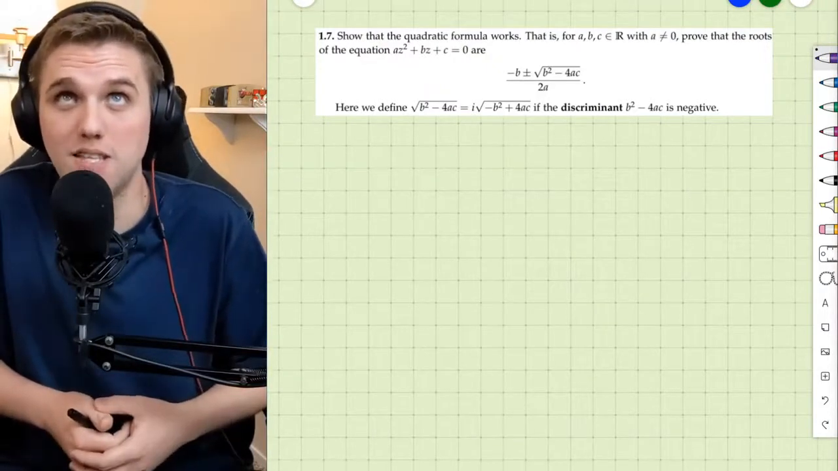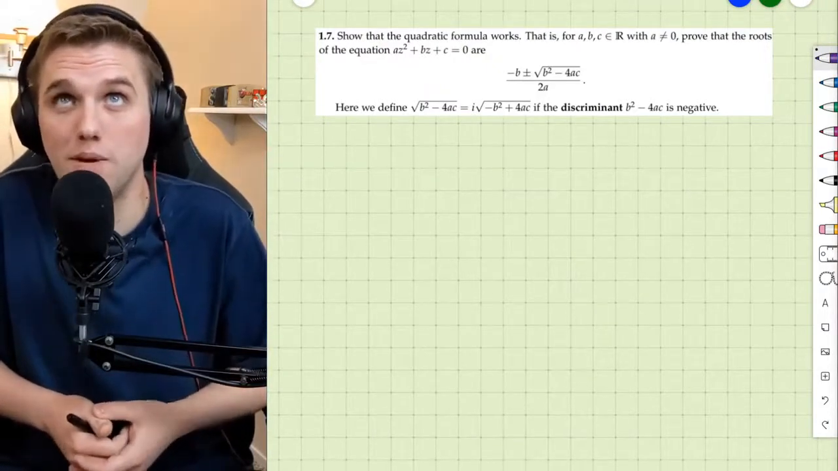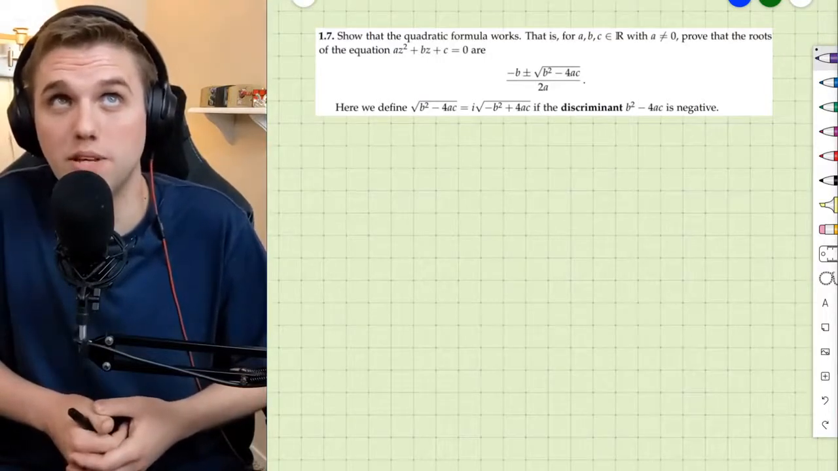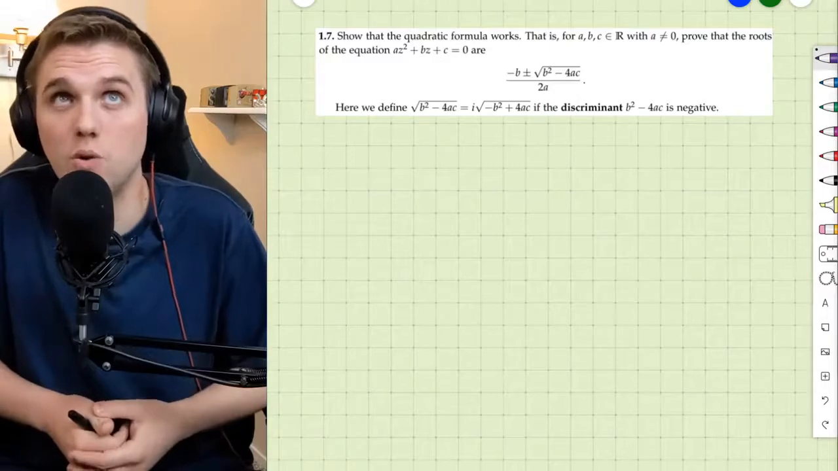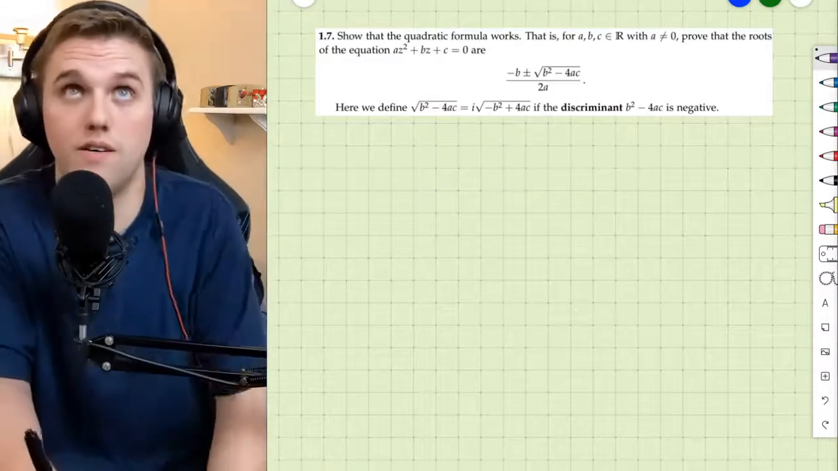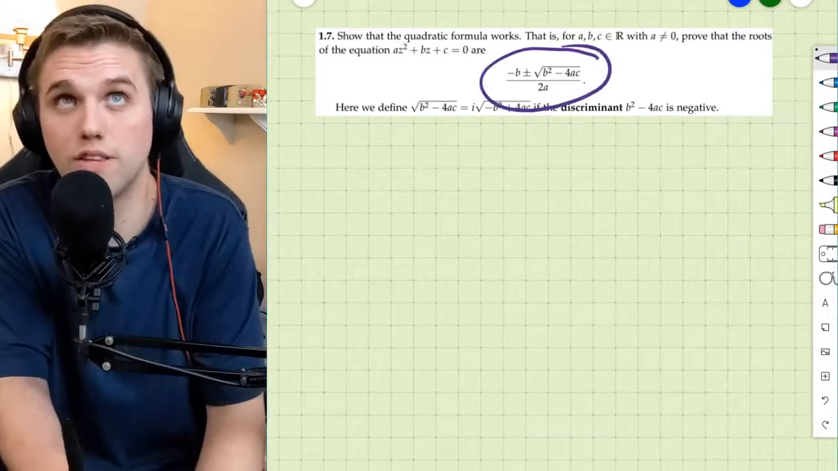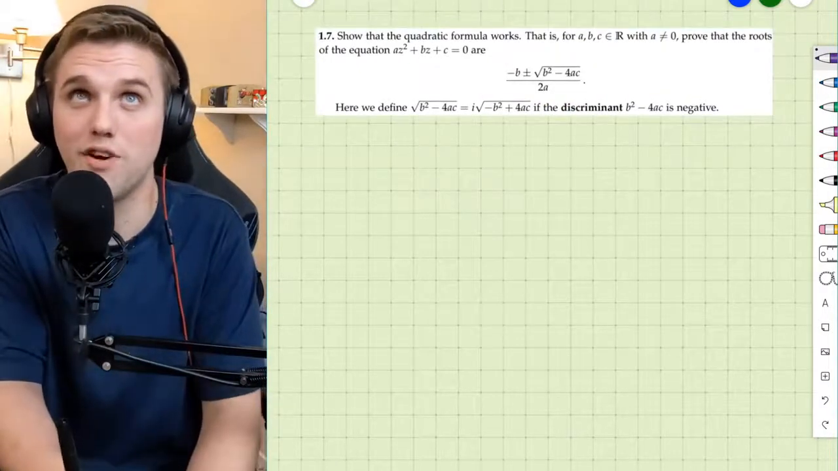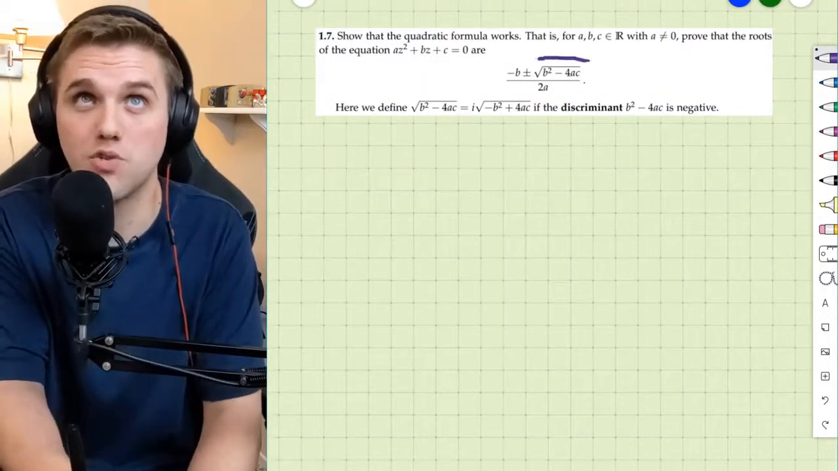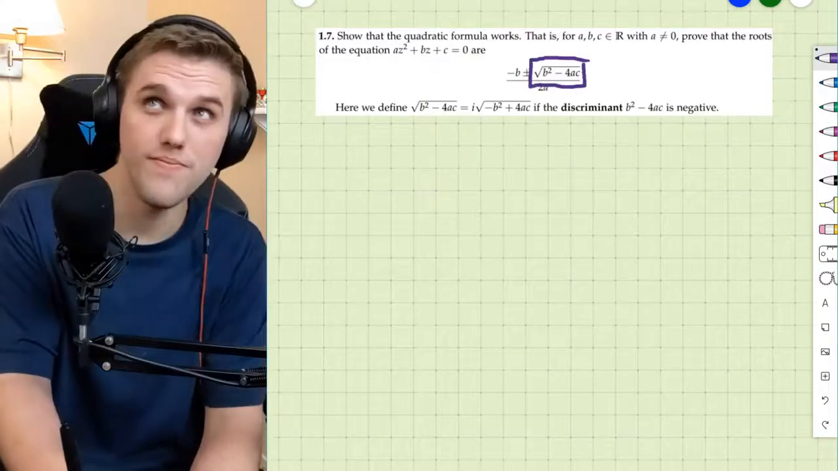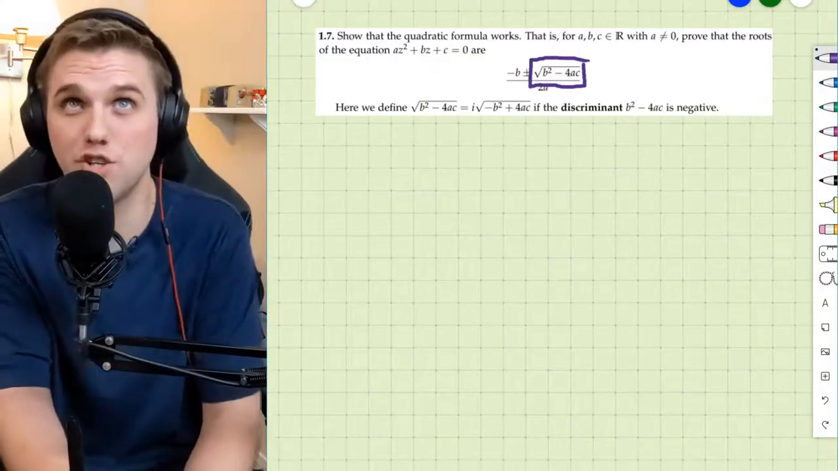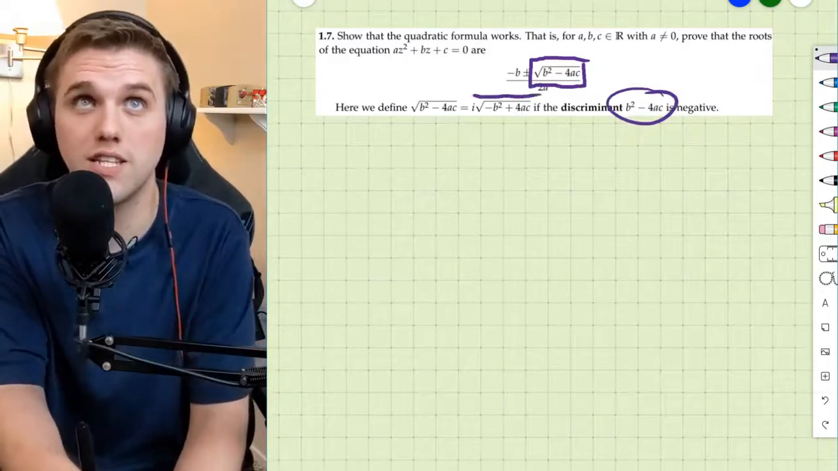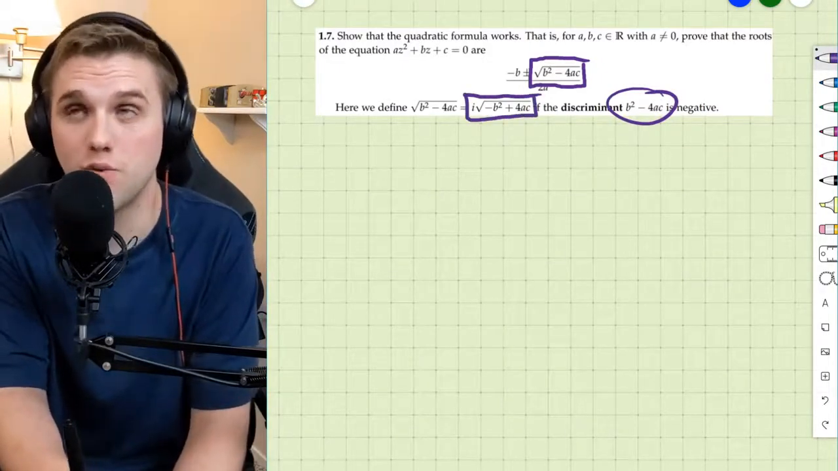For a, b, and c that are real numbers, with a being non-zero, prove that the roots of the equation az squared plus bz plus c equals 0 are... and then there are two answers here. Now, I like the framing of this problem because this right here has a special definition for when b squared minus 4ac is negative, and it's defined to be specifically this right here.